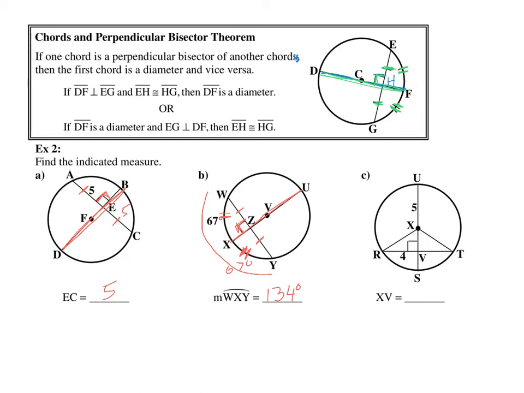For part C, let's see what I have here. I have a diameter once again. This is perpendicular, so I know these two parts are the same. That's 4 as well. They want me to find XV.